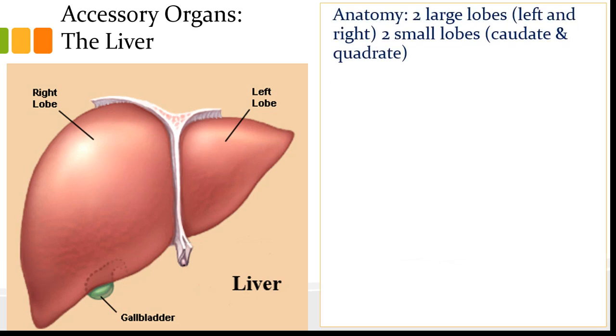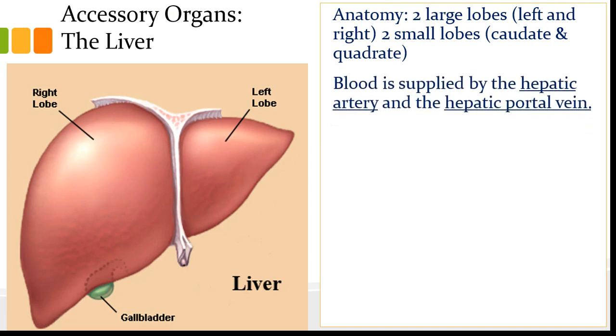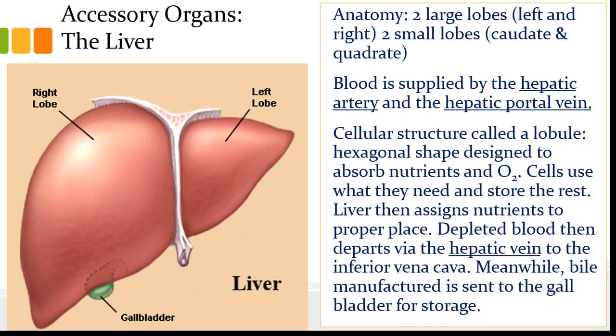Two large lobes, that's the left and the right, and two small lobes, you can't see it, the caudate and the quadrate. If you were doing a dissection, you would see it very easily. Blood is supplied by something called the hepatic artery. When you hear the word hep, that means having to do with the liver. So we have the hepatic artery and the hepatic vein, which I'm going to show you a picture of in just a minute. It has a lot of blood coming to it, highly vascular.